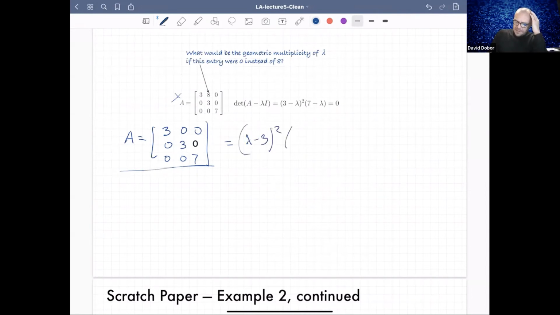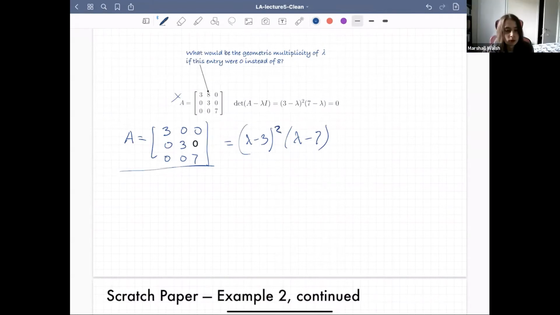Still a polynomial of degree 3. It's factored into lambda minus 3 squared times lambda minus 7. What's the multiplicity of 3? This is called the algebraic multiplicity of a root of this polynomial. What's the algebraic multiplicity of 3? 2. The algebraic multiplicity of the other is 1, for 7.